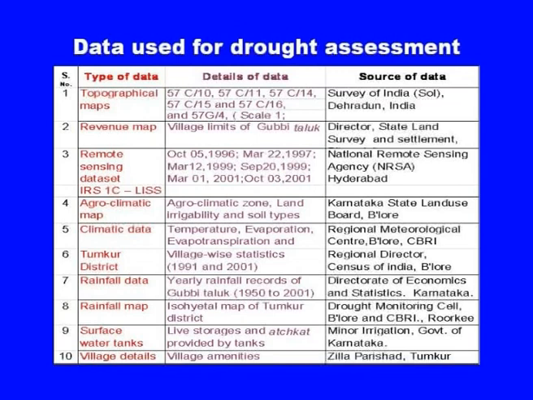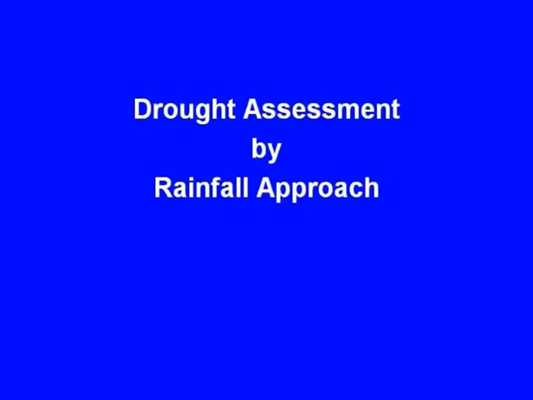One of them could be the drought monitoring cell, or one can go to IMD and also get the rainfall map for different times. Then surface water tanks, well, these could be obtained from the minor irrigation departments, and village details can be had from the Zilla Parishad of the concerned area.